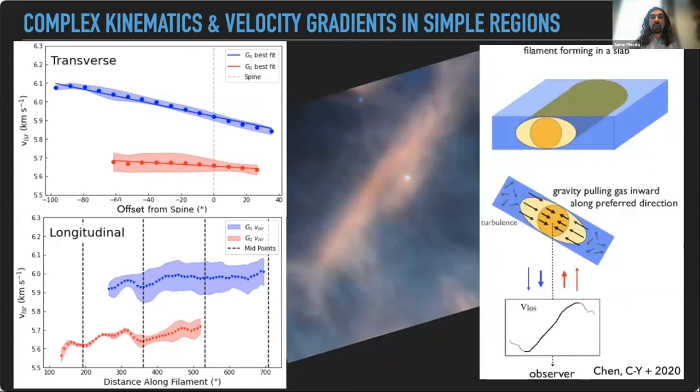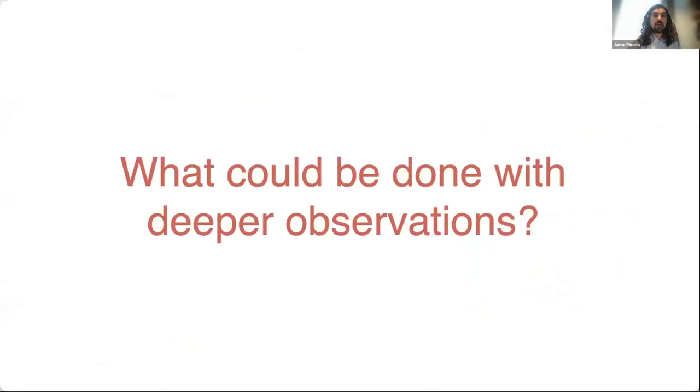And in this case, the interpretation is that there could be material coming into the filament, more or less from a sheet-like geometry, where it comes into the filament, and then that gives you a gradient transverse to the filament. So this should suggest that this material is actually flowing into the filament from the surrounding cloud.